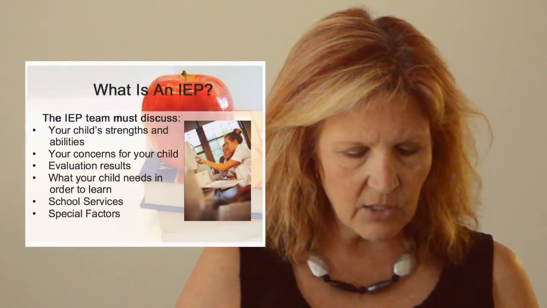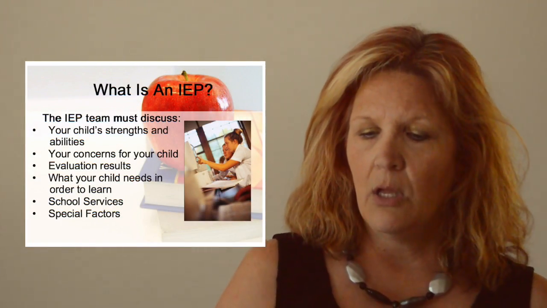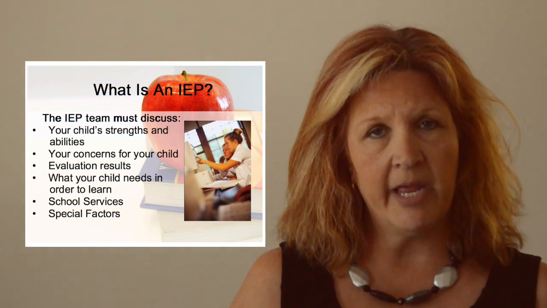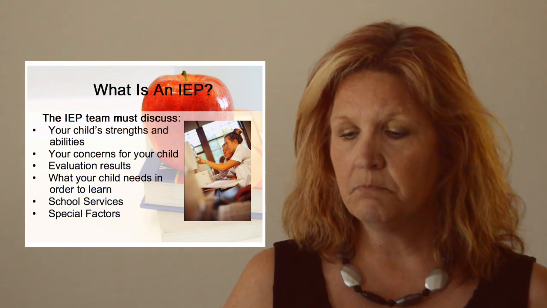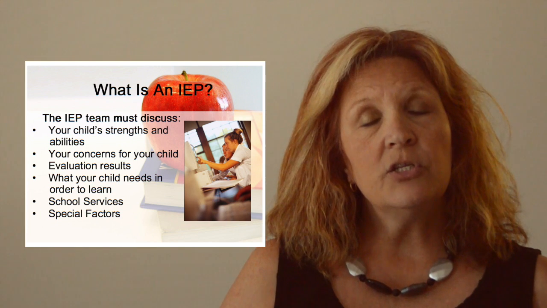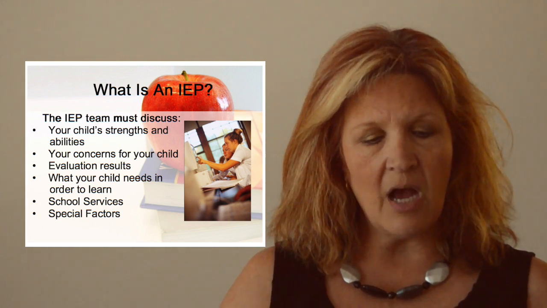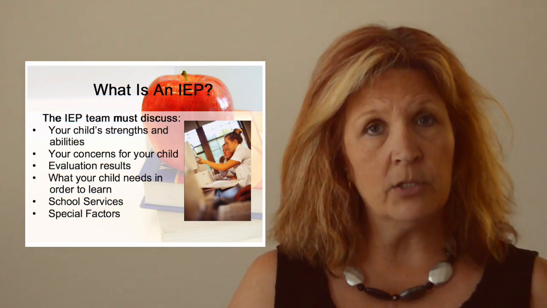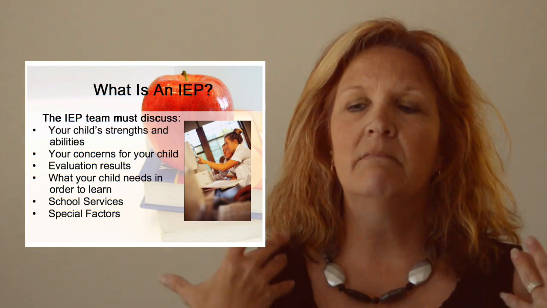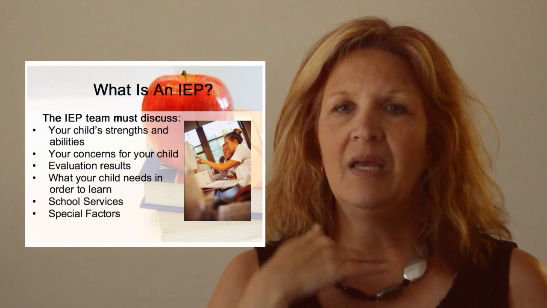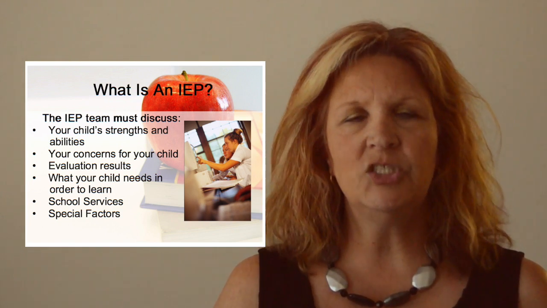All right, so let's go into what is an IEP. Some of the things that are going to be discussed in the meeting. We're going to look at your child's strengths and abilities. We're going to look at your concerns for your child. So there is a section in the IEP that specifically talks about parental concerns. And this is the place for you to tell them, here's what I am concerned with for my child.